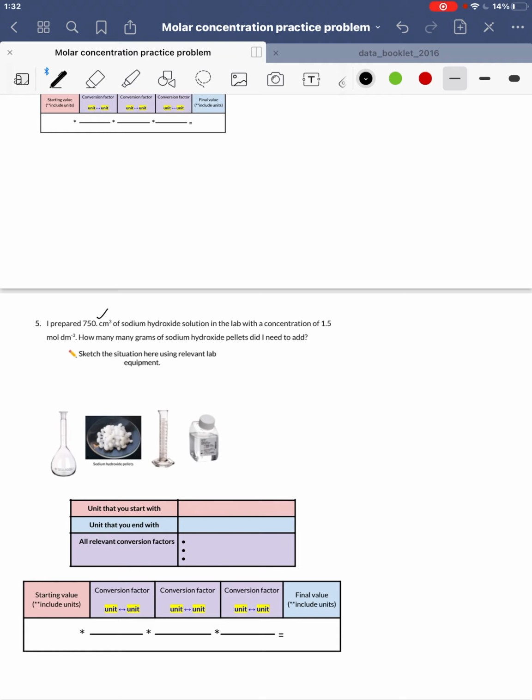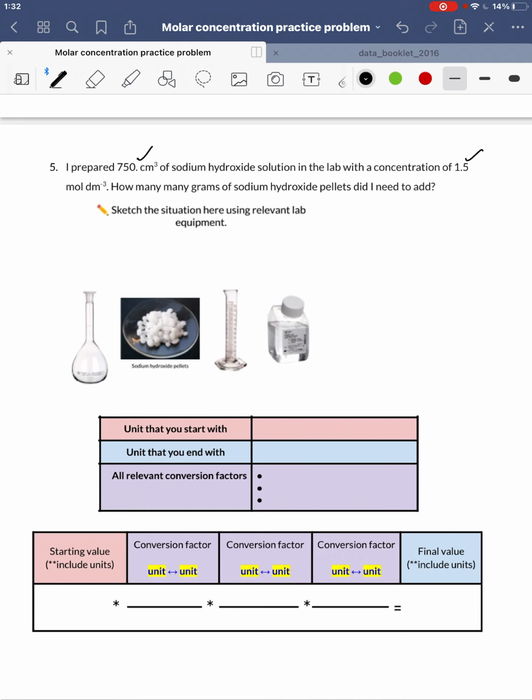Again, 750 cubic centimeters. Here's my concentration. How many grams of sodium hydroxide did I need to add? So, like all problems, all I need to do is convert between units. This is a little tricky because I have 2 numbers now in my problem. So maybe I'm a little bit unsure of where to start. So let's take a look at what this should look like. Remember, for all of these problems, every single one of these problems, we start with the amount given. Any kind of calculation problem, I'm always starting with the amount given.